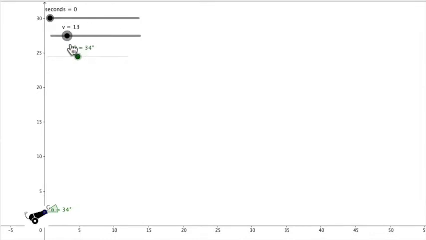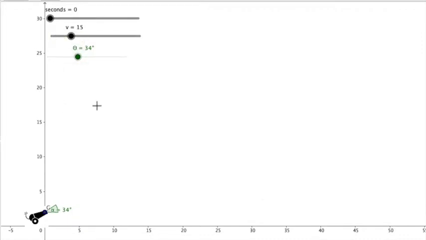So let's play around with a couple of scenarios. Everything here is measured in meters. Going along the y-axis, these are meters, and the x-axis is also meters. The time is just going to tell us the location of the ball.